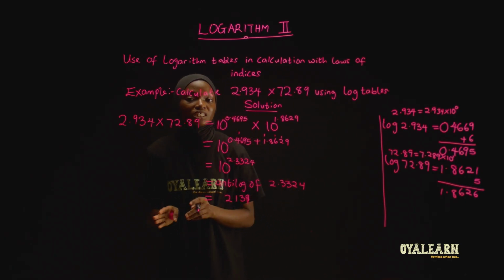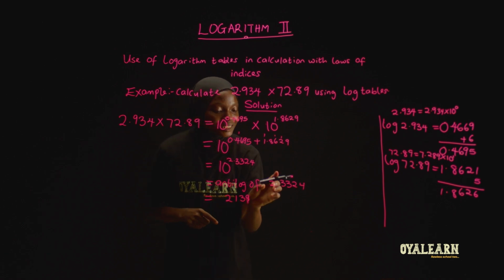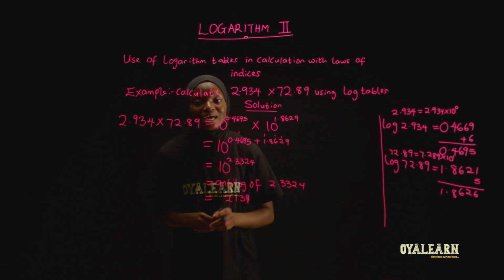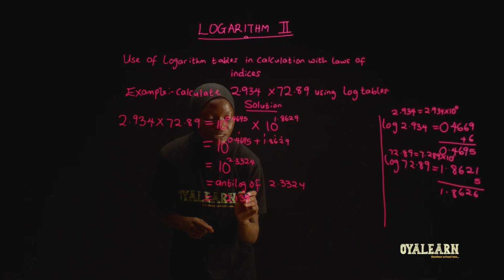Now we figure out where the decimal place is going to be, and this integer determines where the decimal place is going to be. Since we have 2 as the whole number part, that means we'll be having 213.9 as our final answer.